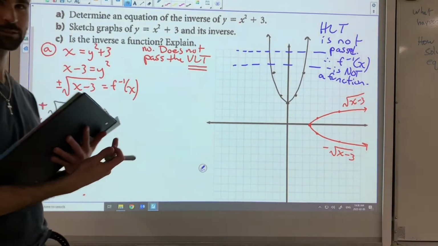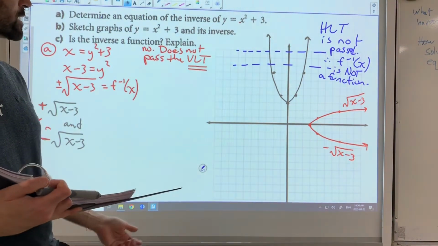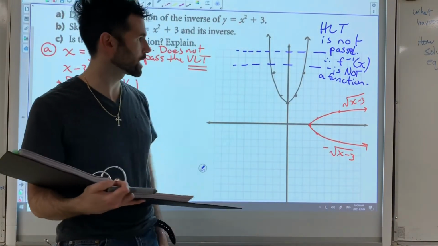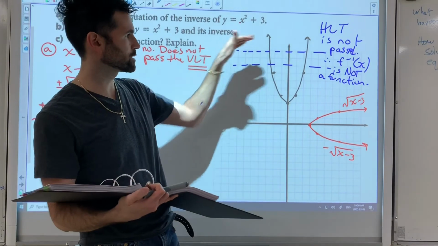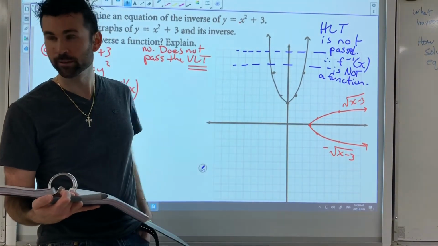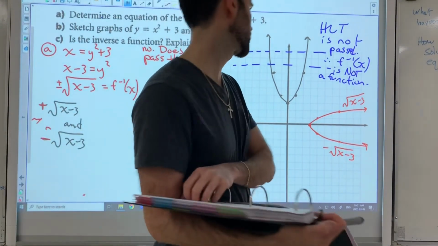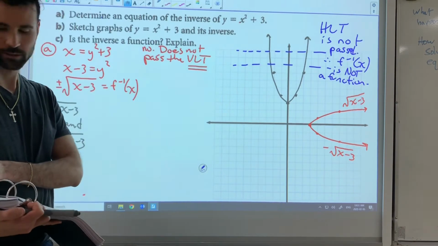Everyone cool? If it doesn't make sense to you, you'll just have to remember for now: for a quadratic, if it doesn't pass the horizontal line test, the inverse is not a function. And that works for anything, actually. I hope I'm not speaking out of line here, but I'm pretty sure it works for any function.